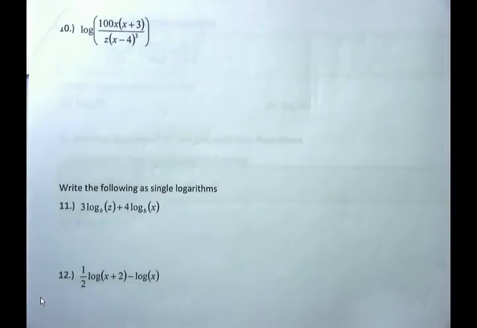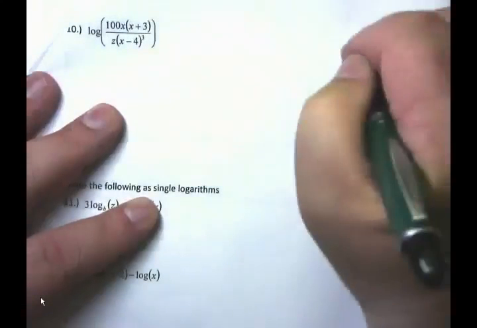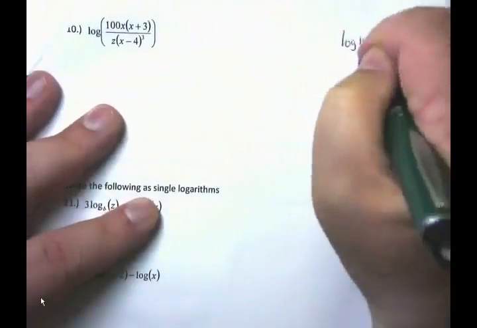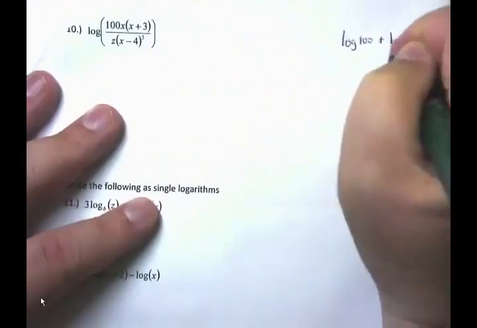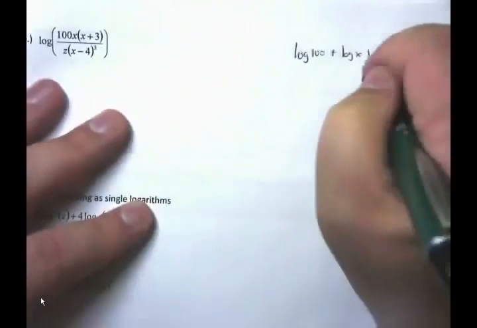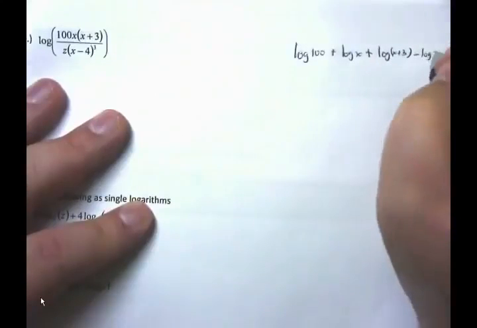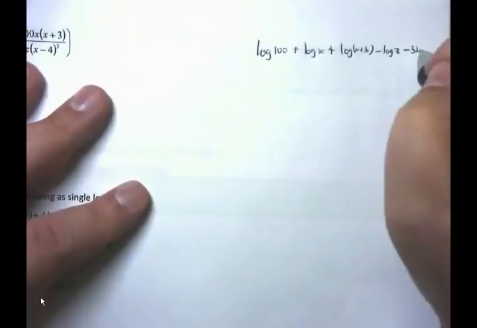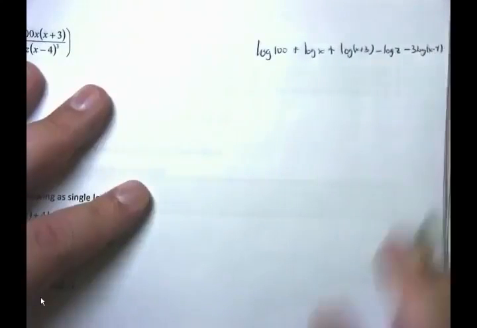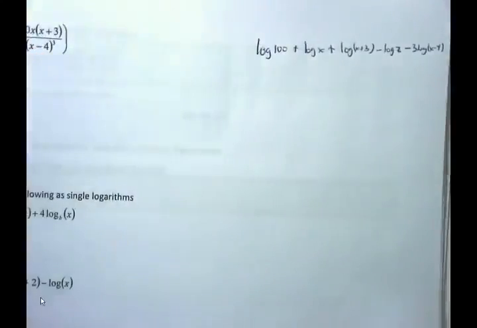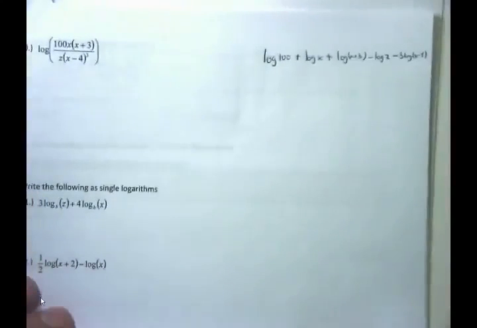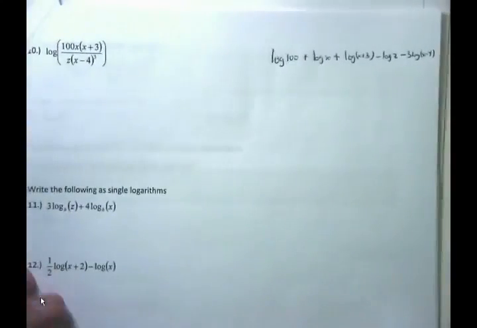All right. Who's got the right answer? Raise your hand. That's right. I expect you guys to be done in 30 seconds or less. All right. Give me an answer. Go for it. What you got? Log 100 plus log x plus log of x plus 3 minus log z minus 3 log x minus 4. You do that.